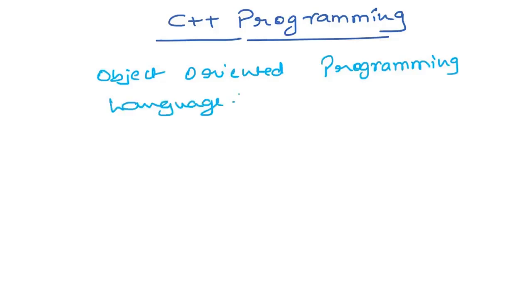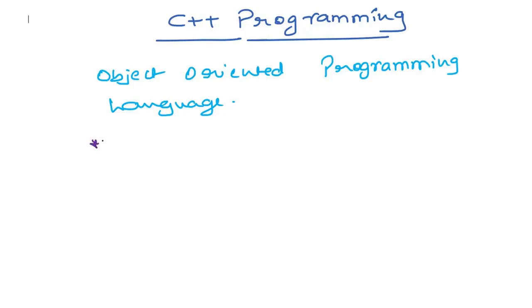Now, the next thing is the object-oriented programming language. We have talked about this in the previous video also. C++ uses a new programming approach called the object-oriented programming approach. Since it uses this programming approach, it is called an object-oriented programming language.